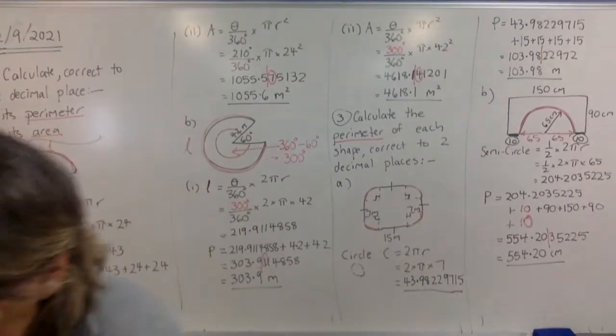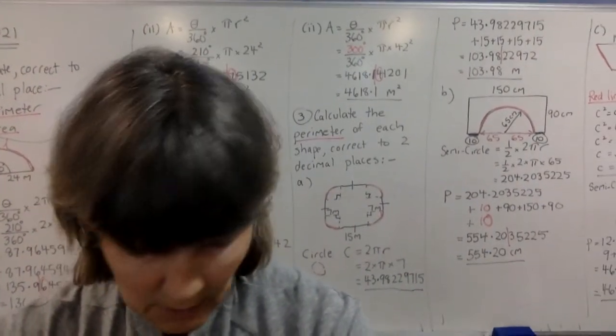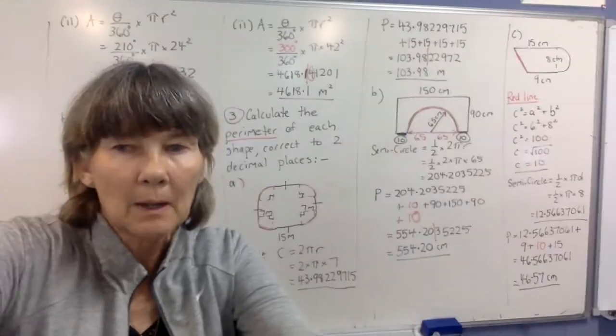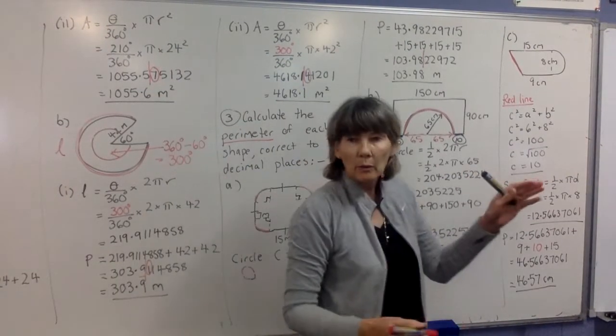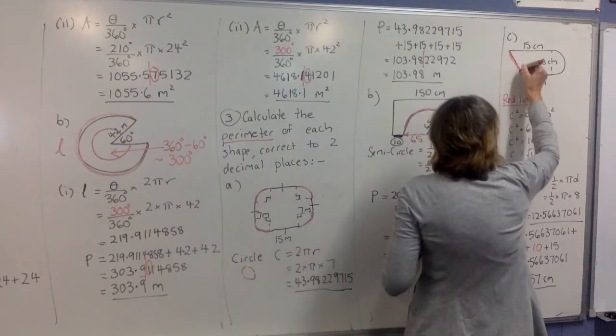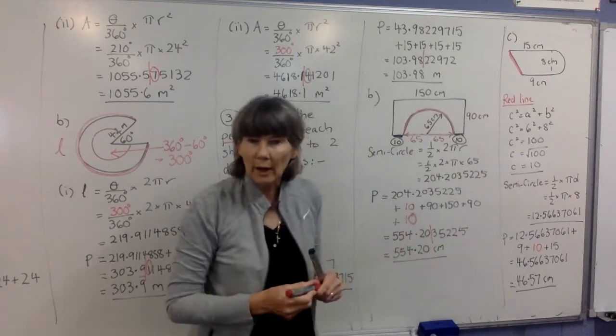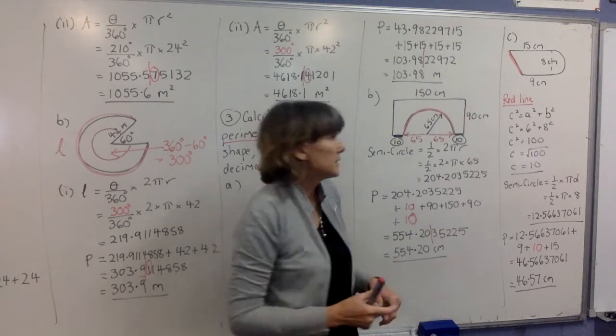Okay, one more. And this one's a bit tricky. All right, let's have a look at it. So there's a couple of tricky bits in this next question, so just be careful with it. All right, so this shape, we're going to start with what I've called the red line. So I've just gone over that side there, and I've called it the red line in my working so I can see what I'm doing, and the person marking it can see it.